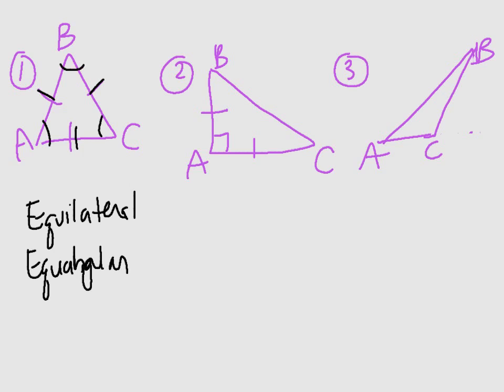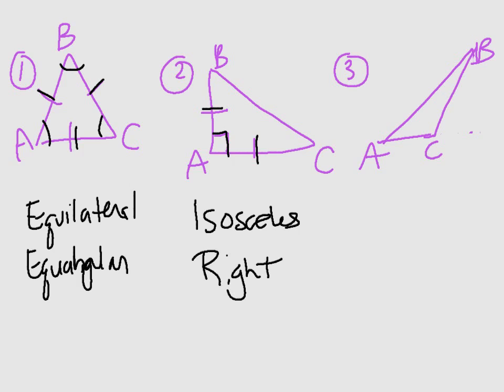Okay, let's go to number 2. So right away, let's go by the sides. You have 2 slash marks. If there's 2 slash marks, this means that it's going to be isosceles. Then if you look at the angle, you have a right angle. So this is going to be a right isosceles triangle. Again, every triangle can be classified two ways.